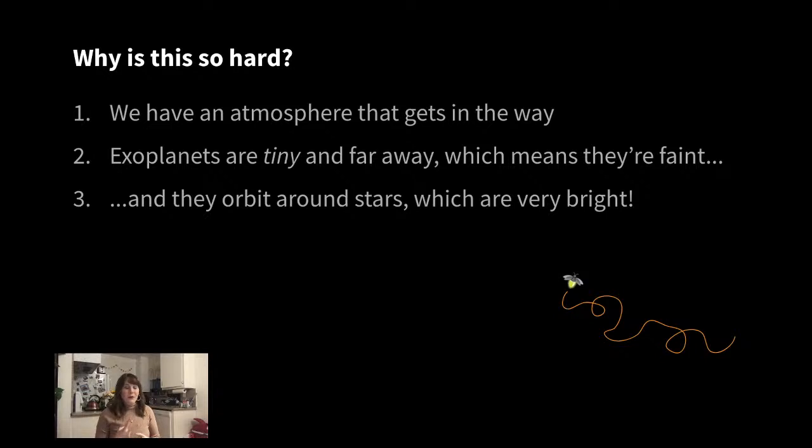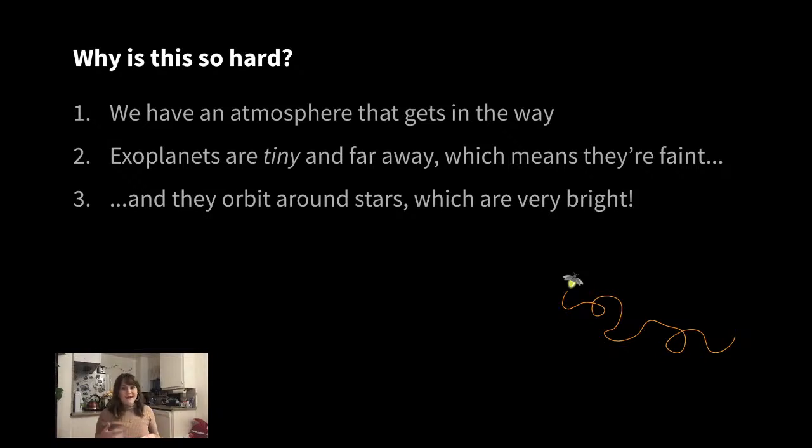The second part is exoplanets are absolutely tiny compared to the big stars they orbit around. And they're very far away from us, which means that they are extra, extra faint. The further away something is, the dimmer it appears to us on Earth. And that makes for something really hard. Fainter thing, harder to see.